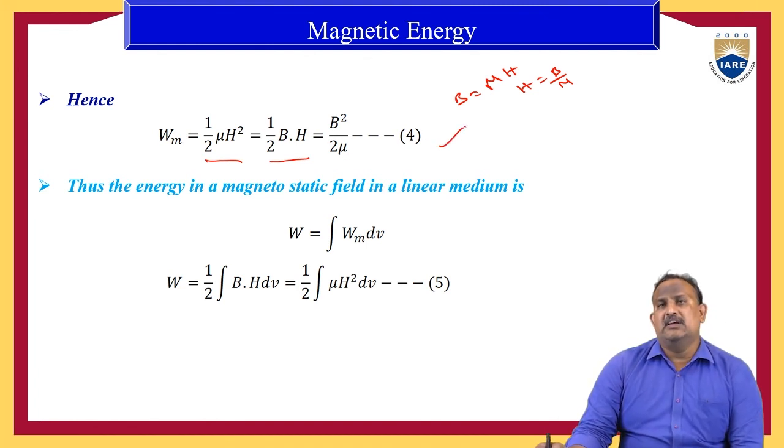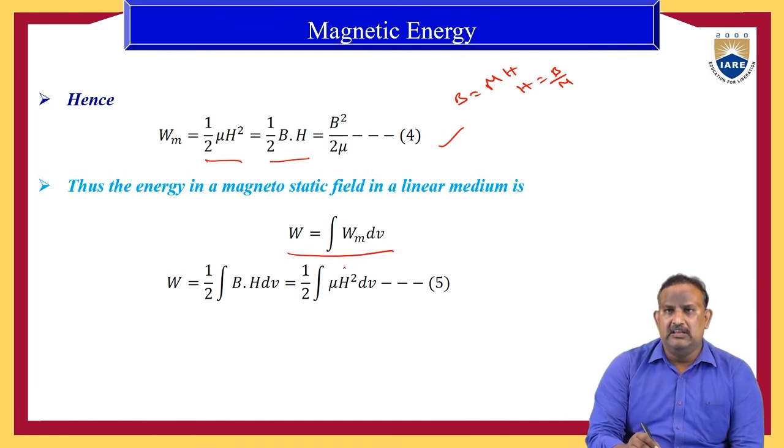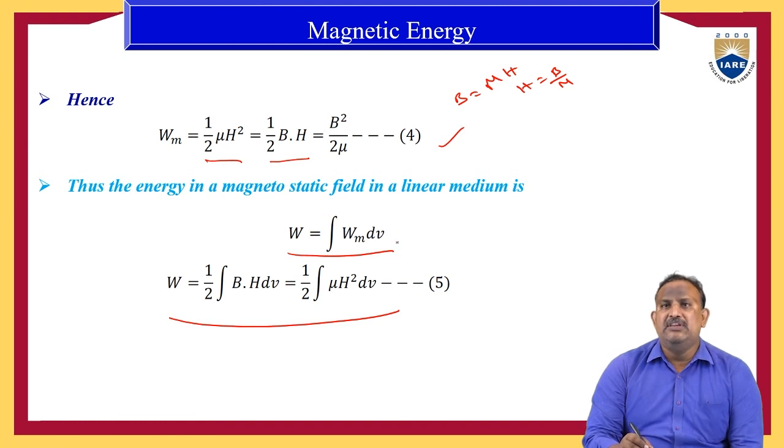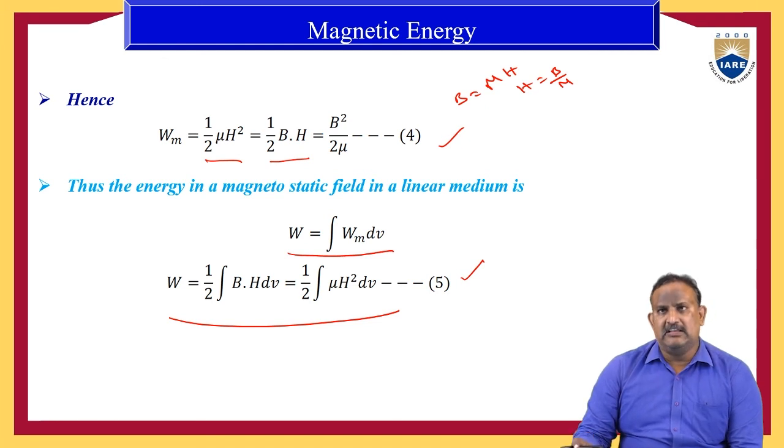Thus the energy stored in a magnetostatic field in a linear medium is W equal to the integral of Wm dV. Therefore, W is equal to half the integral of B H dV, or half the integral of mu H squared dV, or half the integral of B squared by mu dV. So in three ways we can find the energy stored in a magnetic field. This is about the inductor, inductance, and the magnetic energy stored.